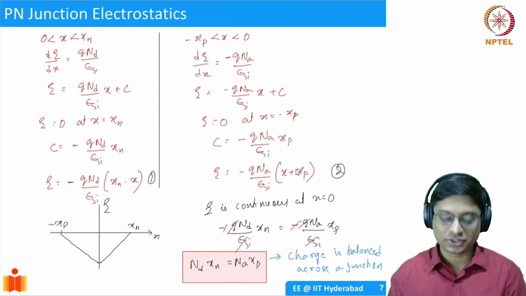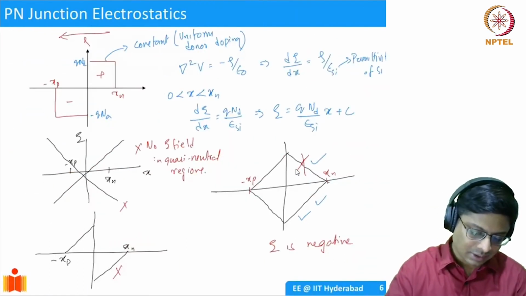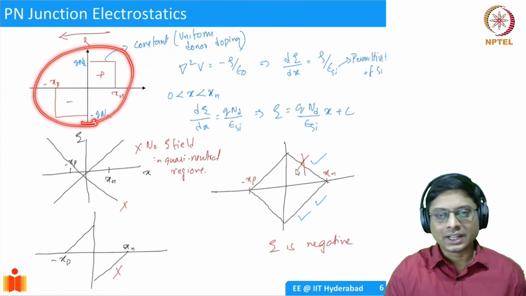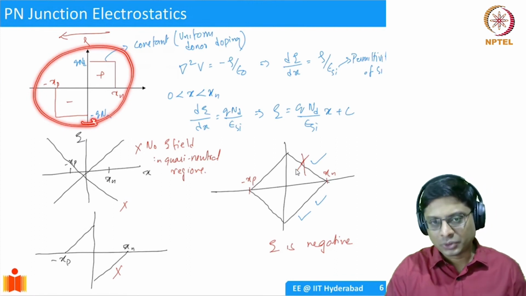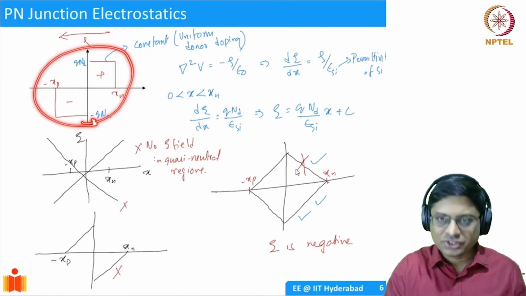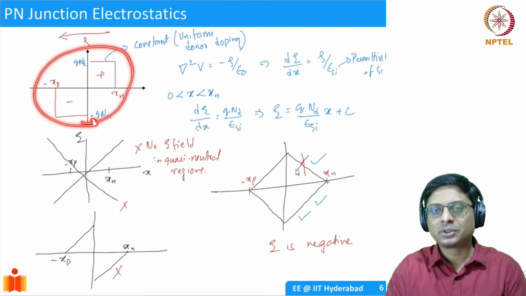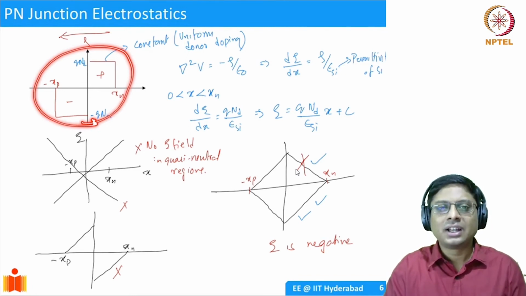The total amount of charge, like in this picture that we are showing, the area of the rectangle on both sides has to be equal. There's no other way, because the other regions are quasi-neutral. They are not contributing to any charge. So the charged region should be such that the total amount of positive charge is equal to the total amount of negative charge.